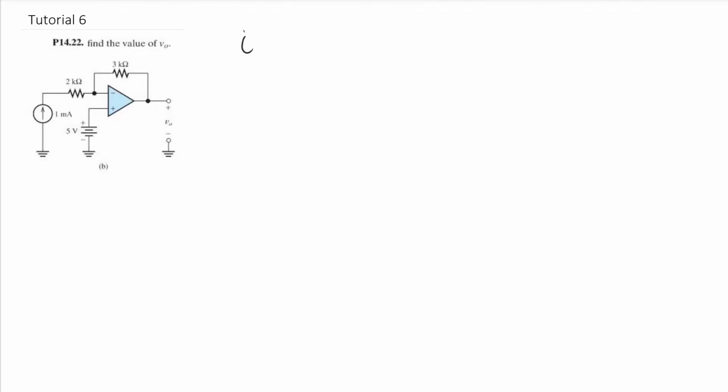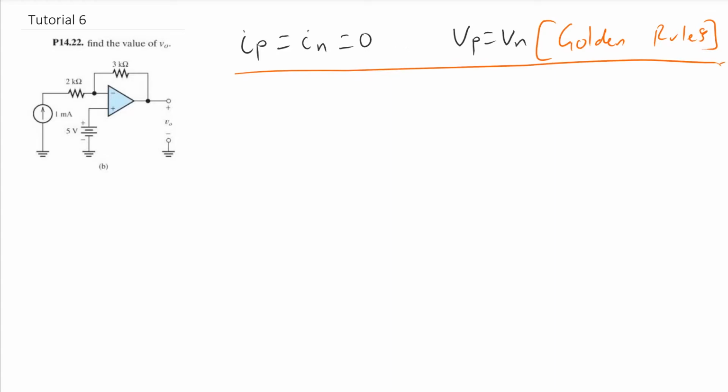So the first one is that the current at the non-inverting terminal equals the current at the inverting terminal, which is 0. So the current going into both of these terminals for an ideal op-amp is 0, and the voltage at the non-inverting and the inverting terminal should be equal. These are our two golden rules for op-amps that are important to remember.